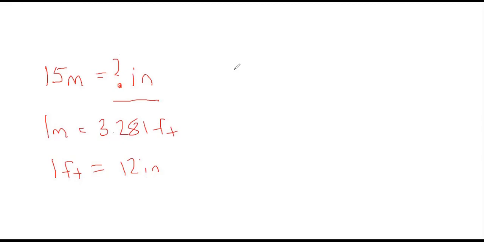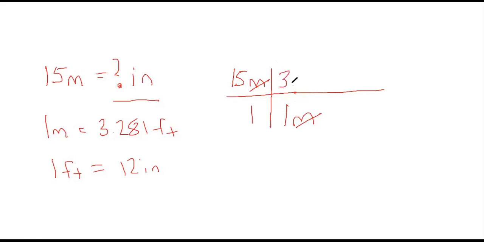We always set it up with our original value as a fraction, right? 15 meters over 1. And now what we want to do is cancel out units. So we say, okay, we start with meters. We want to get to inches. So meters have to go in the denominator. That way our meters are going to cancel out. A meter divided by a meter cancels out. And then I put my ratio in here, 3.281 feet equal 1 meter.